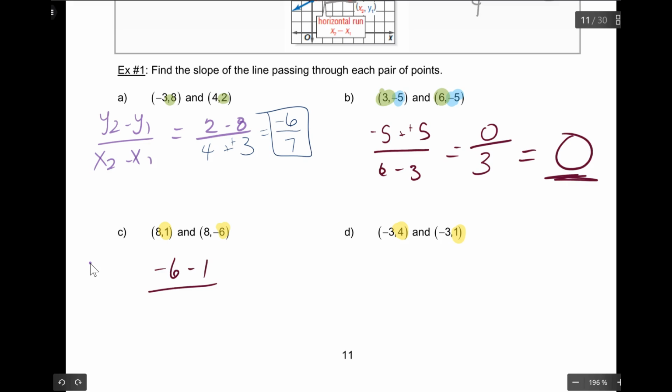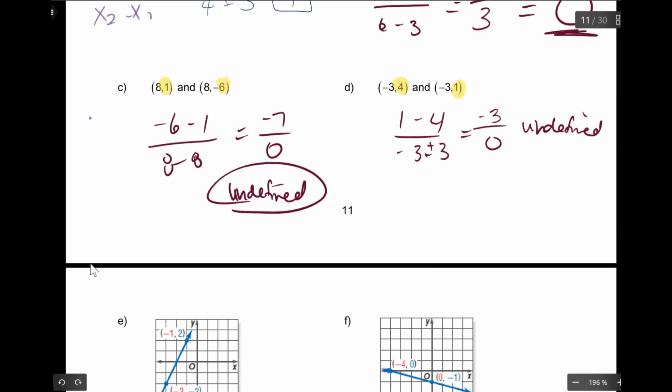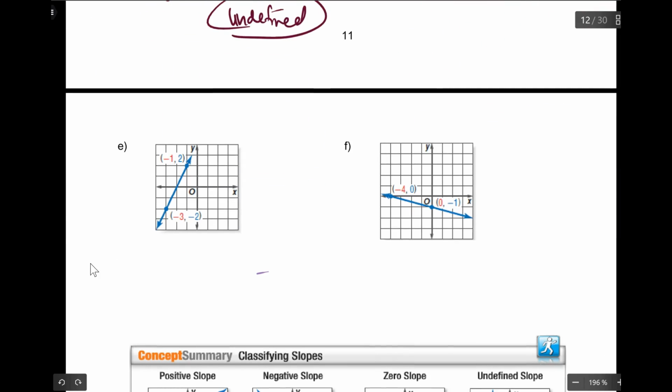Negative 6 minus 1 over 8 minus 8. Negative 6 minus 1 is negative 7 over 8 minus 8 is 0. So this is undefined. Alright, make sure you simplify. And then we have 1 minus 4 and negative 3 minus a negative 3. Let's cancel out. So we have negative 3 over 0. Once again, that's undefined. So we have 2 more, then we'll just talk about what undefined means.